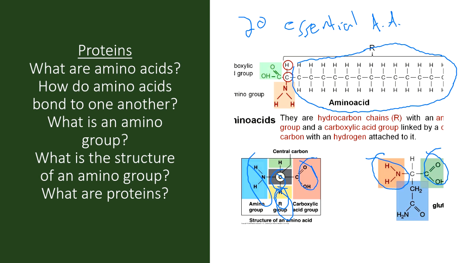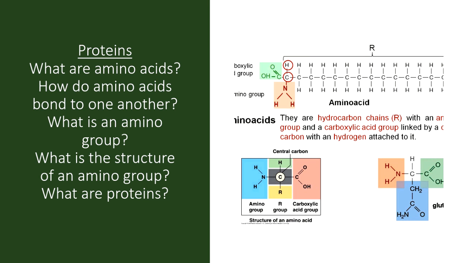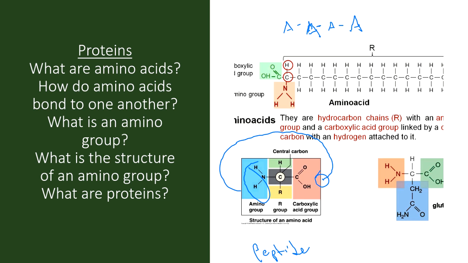So the way amino acids bond to one another is through a peptide bond. What happens is the amino end of one attaches to the carboxylic acid end of the other. So they just attach side by side like this. The amino group attaches to the carboxylic group, the amino group attaches to the carboxylic group. And these A's are just different amino acids. They're literally attached side by side like this.